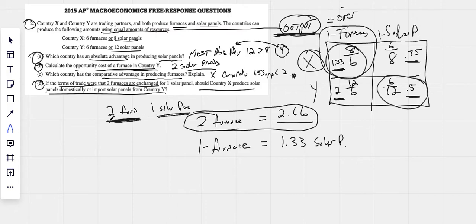If they were to make this trade, they would be worse off. So think about that. They don't want to trade at this terms of trade because they would be worse off. So they would rather domestically produce it because it would be actually cheaper for them to produce it. All right. So in this situation, we would say they domestically produce it. No explanation needed.